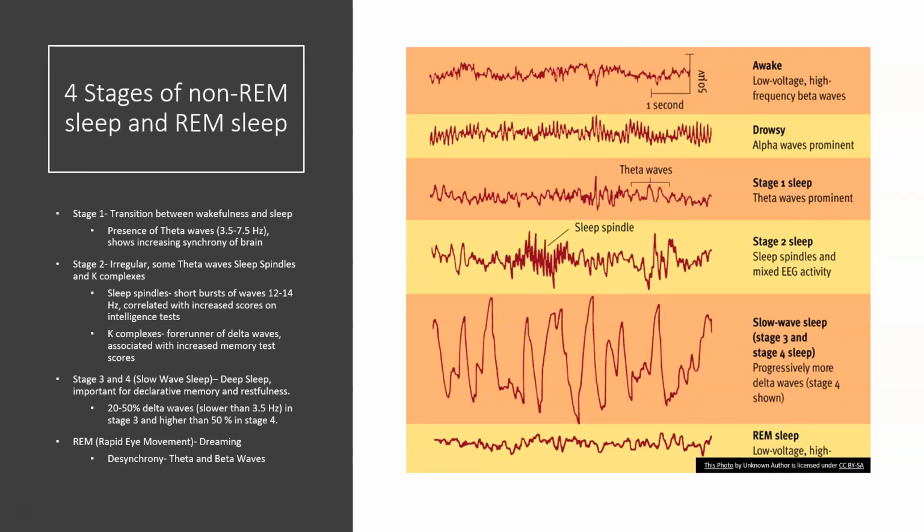So like we said, stage 1 has the presence of theta waves, so more synchronous brain activity. This is the transition between wakefulness and sleep after just being drowsy. And then there's stage 2, which is also more theta waves, as well as some sleep spindles and K complexes. A sleep spindle is just a short burst of waves, 12 to 14 hertz. And K complexes are the forerunner to the next slowest wave, which are delta waves, and these are less than 3.5 hertz. And stages 3 and 4 are really mainly on a continuum, where stage 3 is just less delta waves and stage 4 is more delta waves, so more synchronous brain activity.